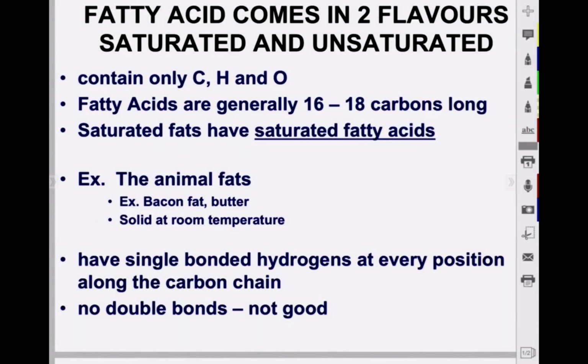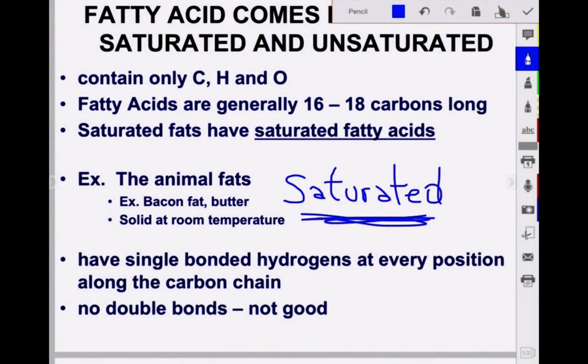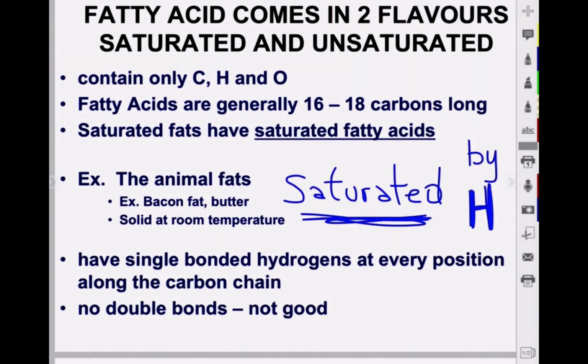Now, we tend to say that animal fats are more properly defined as saturated fats. Saturated means that something has a lot of something in it. It's saturated by it. Well, what's it saturated by? It's saturated by hydrogen atoms. That's it. It's all about how much hydrogen it has. Let's look at the molecule. You won't see a double bond in anything.